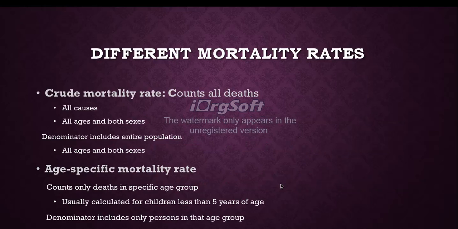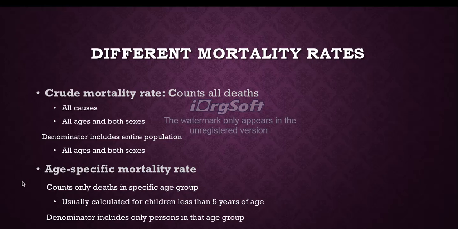So there are different types of mortality rates. There's crude mortality rate, which counts all deaths, which includes all causes, all ages, and both sexes. The denominator includes the entire population, and that also includes all the ages and both sexes.